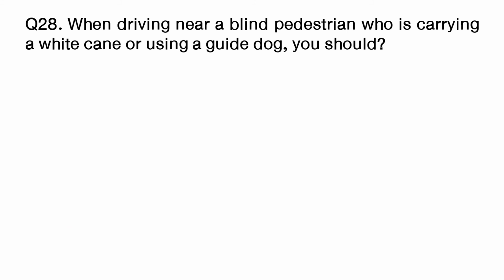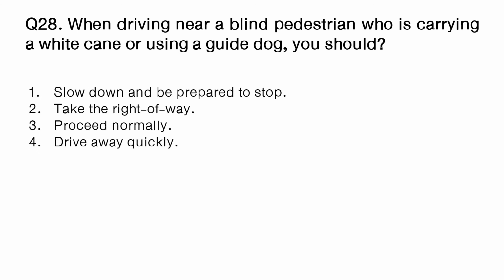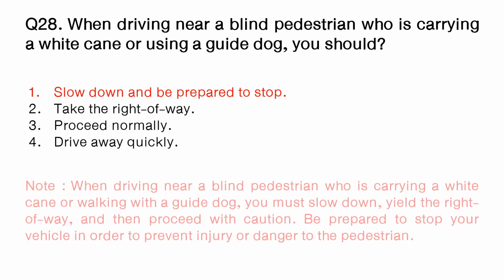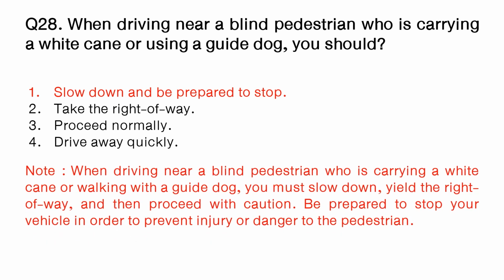Question: when driving near a blind pedestrian who is carrying a white cane or using a guide dog, you should: option number 1, slow down and be prepared to stop. Option number 2, take the right of way. Option number 3, proceed normally. Option number 4, drive away quickly. The answer is option number 1, slow down and be prepared to stop. Note: when driving near a blind pedestrian who is carrying a white cane or walking with a guide dog, you must slow down, yield the right of way, and then proceed with caution. Be prepared to stop your vehicle in order to prevent injury or danger to the pedestrian.